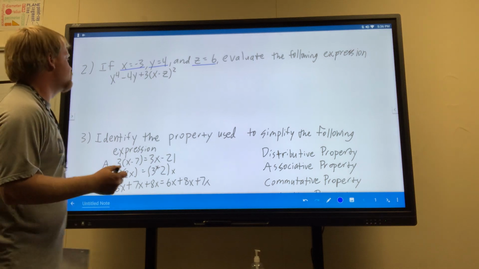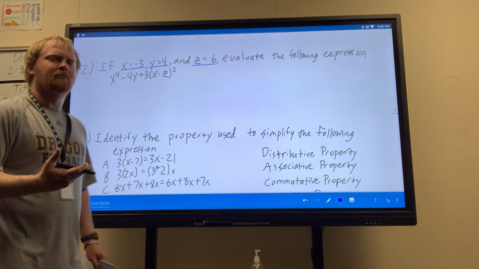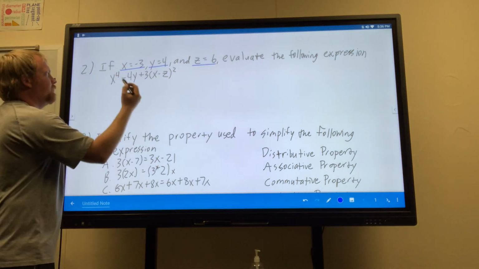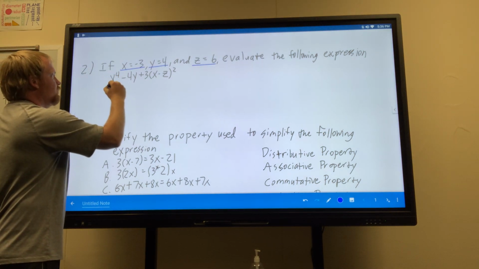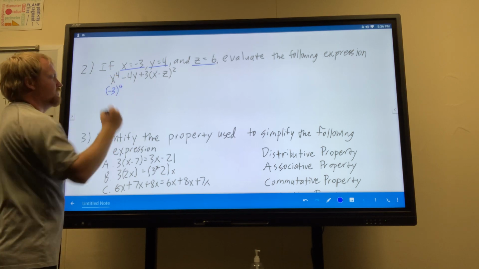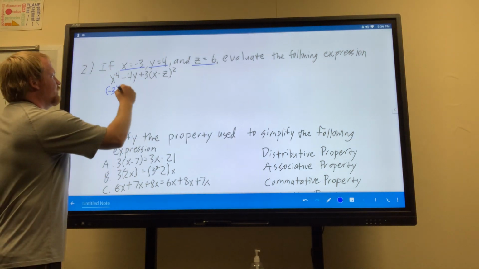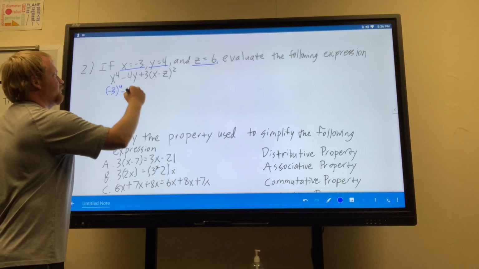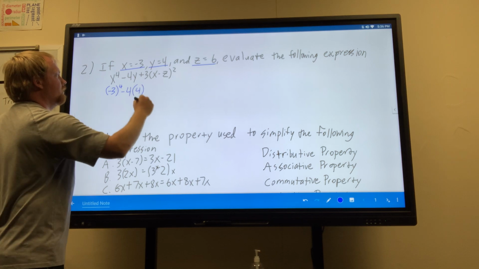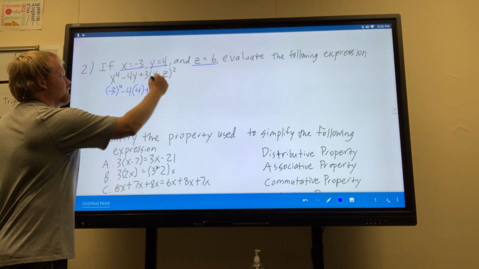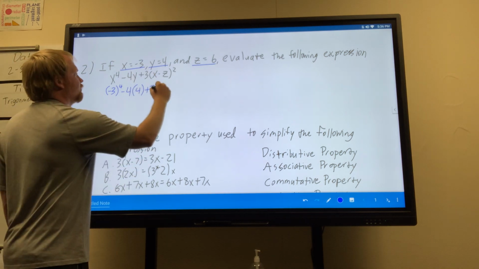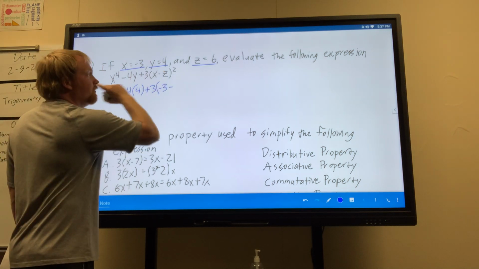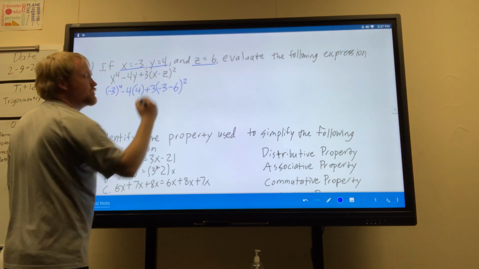Evaluate the following expression. So basically, I just have to plug in my values. For example, I'm replacing this x with negative 3, and that's going to be to the 4th power. Minus 4, and I've got a y, so I'm replacing the y with 4. Plus 3, parentheses, replace the x with negative 3, minus, replace z with 6, and that's going to be squared.